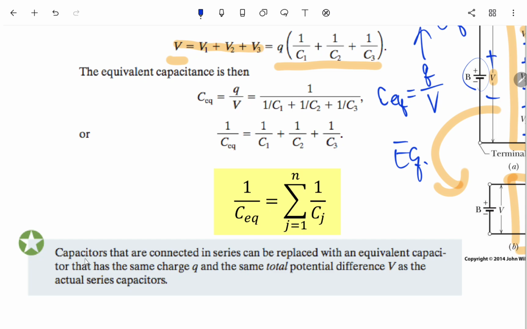Okay, so finally, here is the highlight: capacitors connected in series can be replaced with an equivalent capacitor that has the same charge Q and the same total potential difference V as the actual series capacitors. And the series capacitance is found this way: you take the reciprocal of each capacitance, add all of them together, and then take the reciprocal again to get the series capacitance.